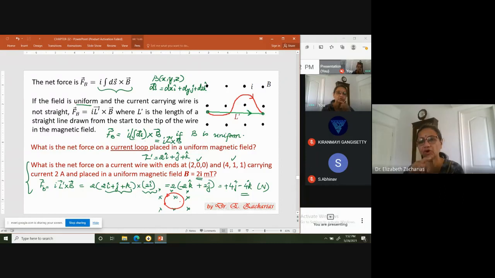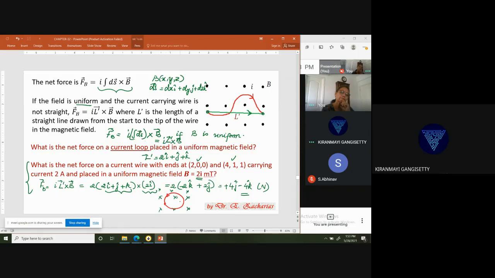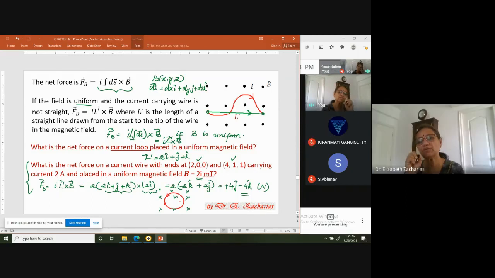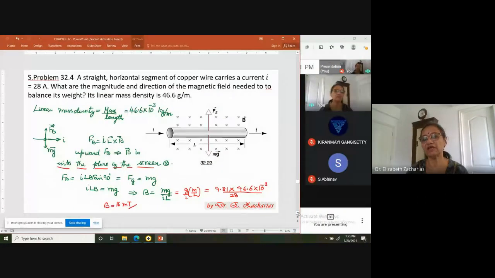So current, what would be the force on this? Magnetic force on this? 0. Because the starting point and the ending point can be anywhere inside that loop. It's the same. So you can simply say that it is 0. This is where you get this famous result. Anyone can say that result? You have a very famous result which says that a current loop placed in a uniform magnetic field experiences a net force.